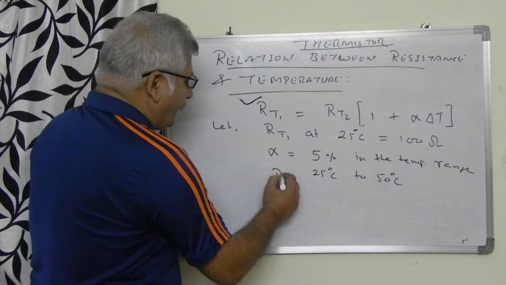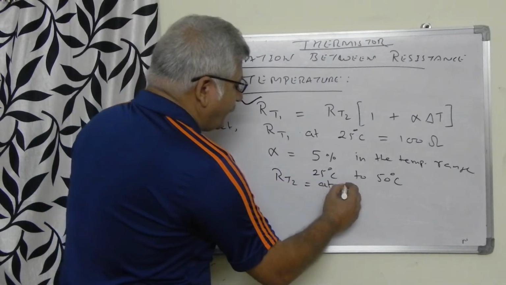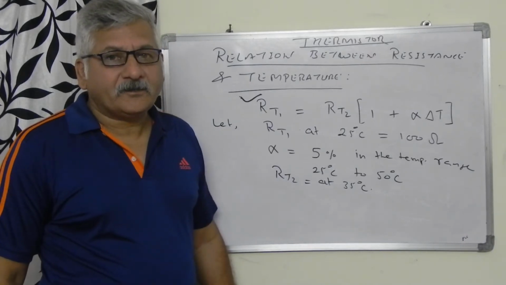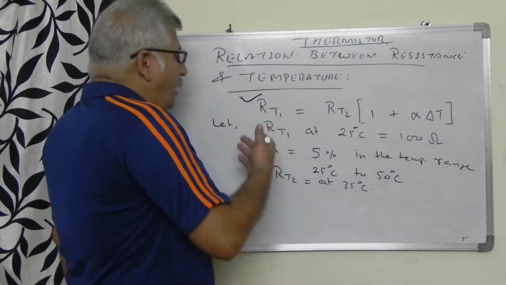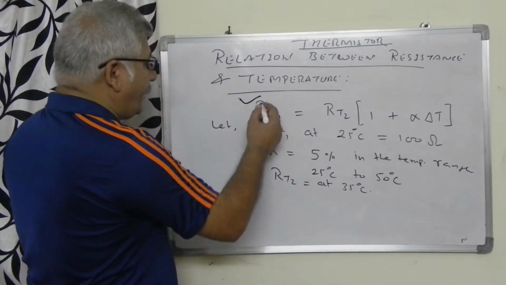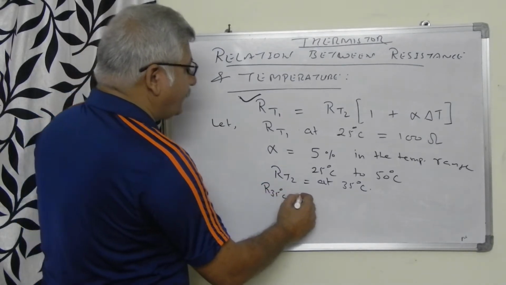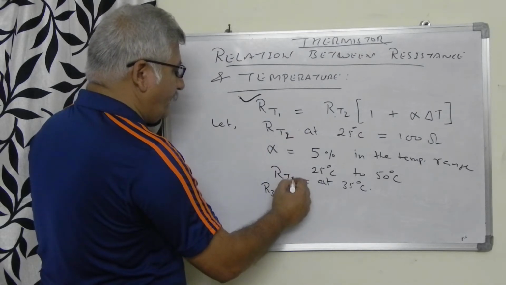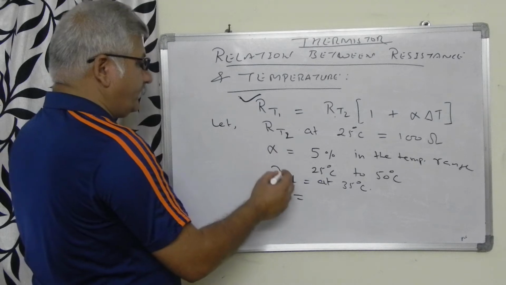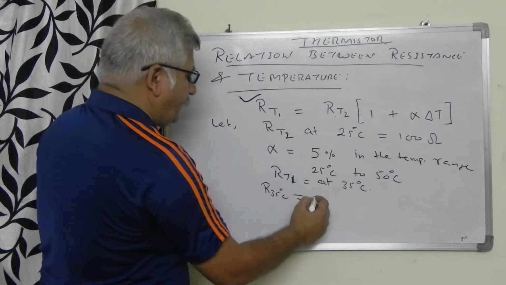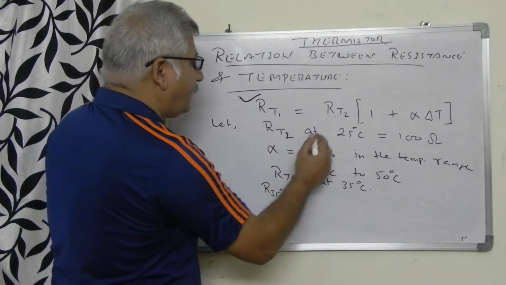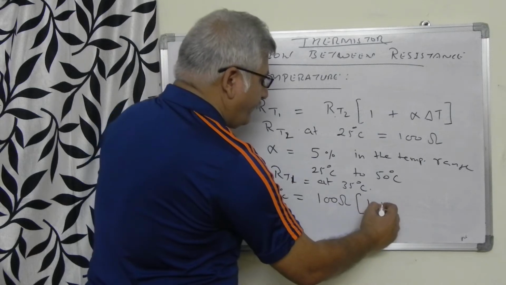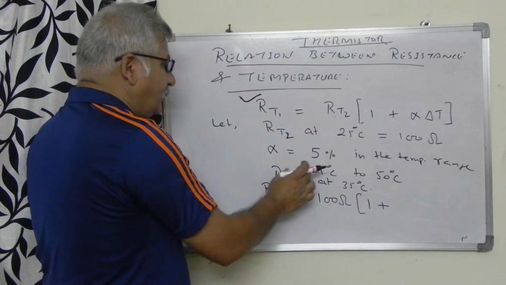Now we have to find the resistance at 35 degrees Celsius. What will be the resistance of that thermistor at 35 degrees Celsius? If we put the values in this expression, we take this as RT1 and this as RT2. RT2, the resistance at 25 degrees Celsius, is 100 ohm, times 1 plus alpha, which is 5%.